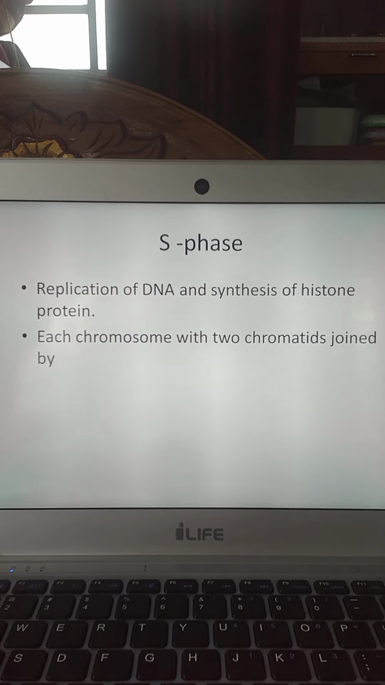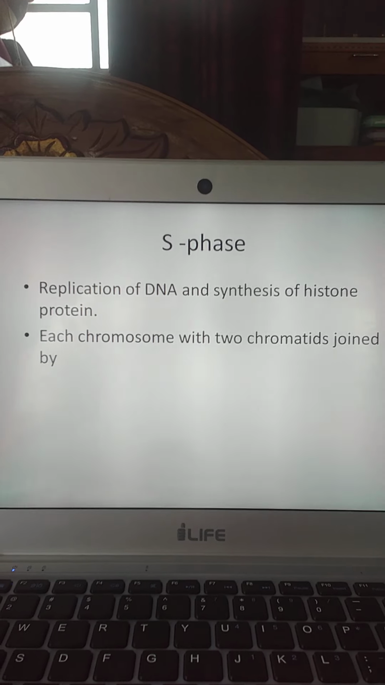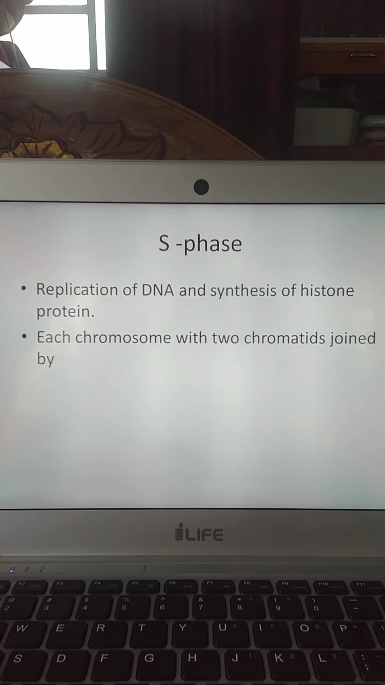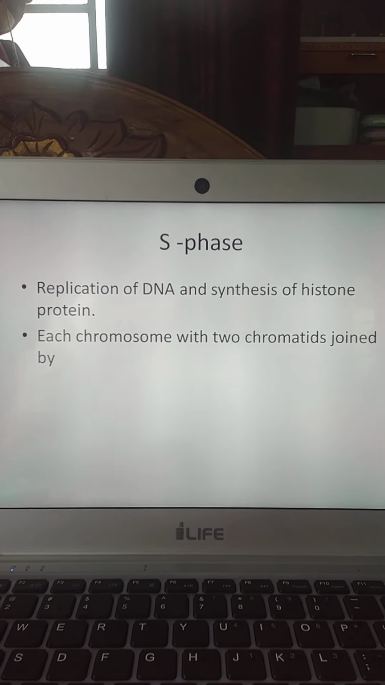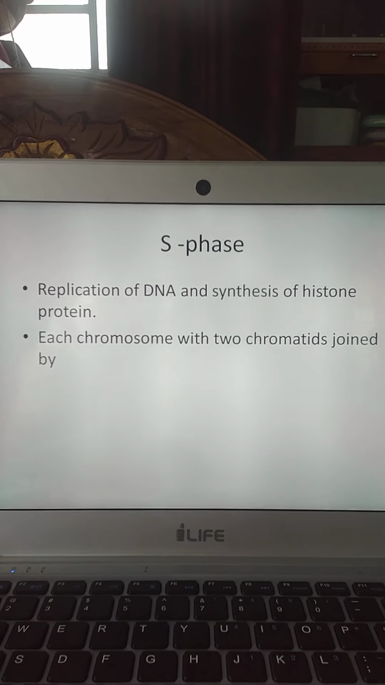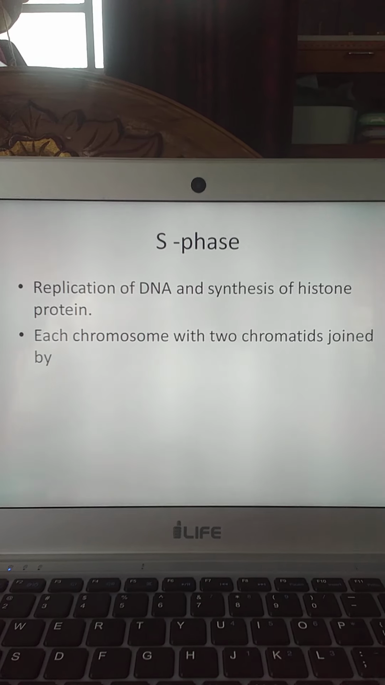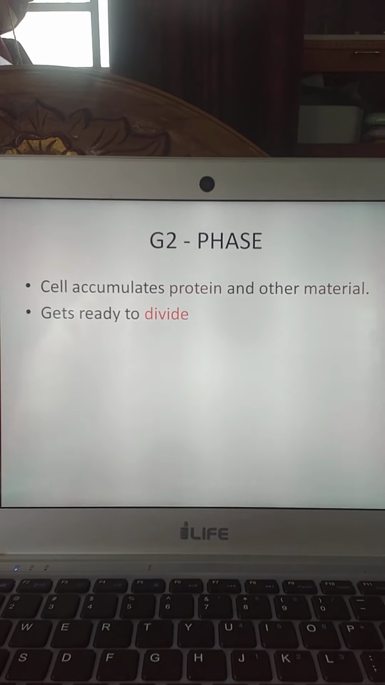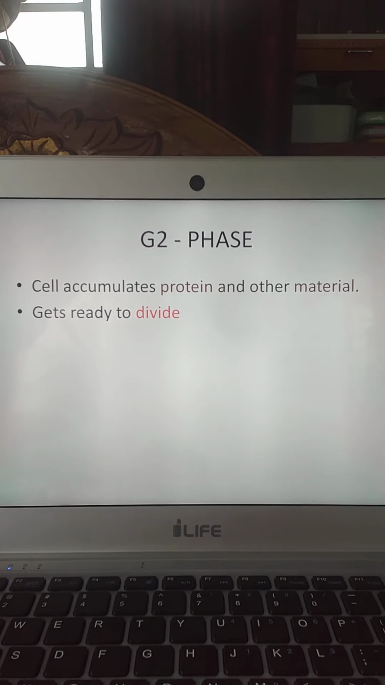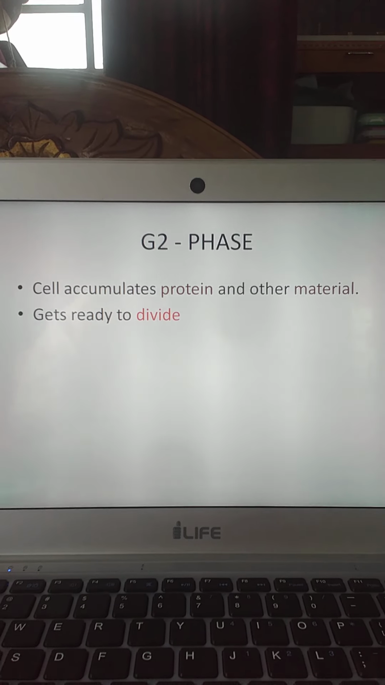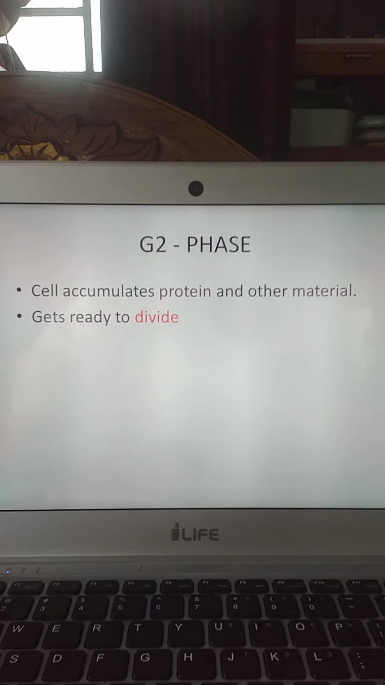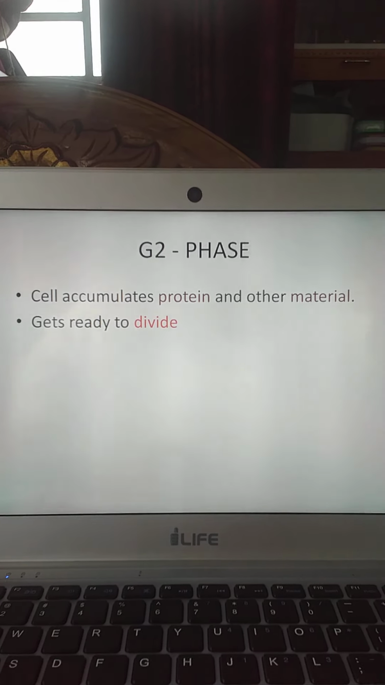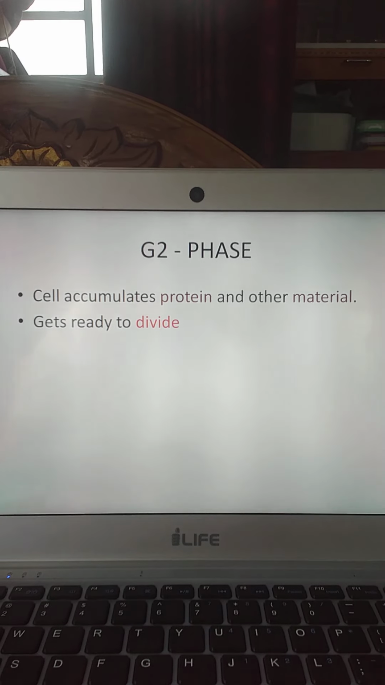The S phase contains the replication of DNA and synthesis of histone protein. And each chromosome now has two chromatids joined by a centromere. Now, after this S phase, that is the synthetic phase, comes the G2 phase. Here, the cell accumulates protein, meaning there is synthesis of protein and other materials, and gets ready to divide.